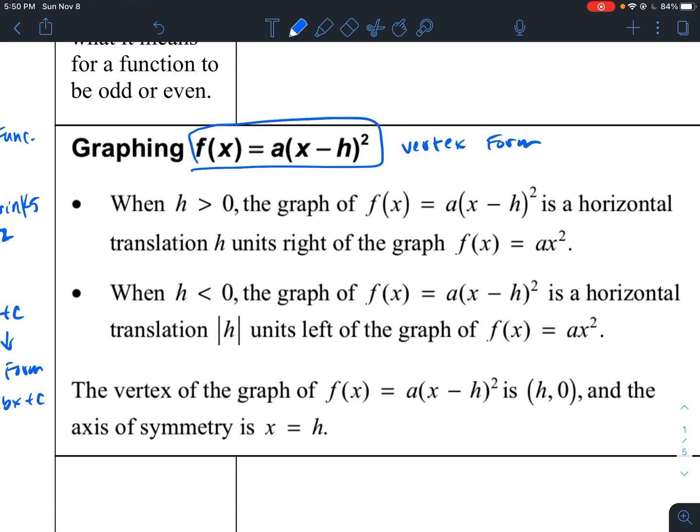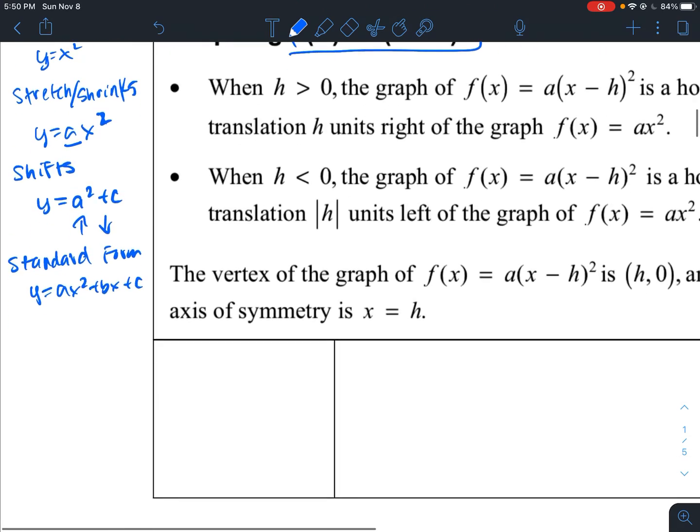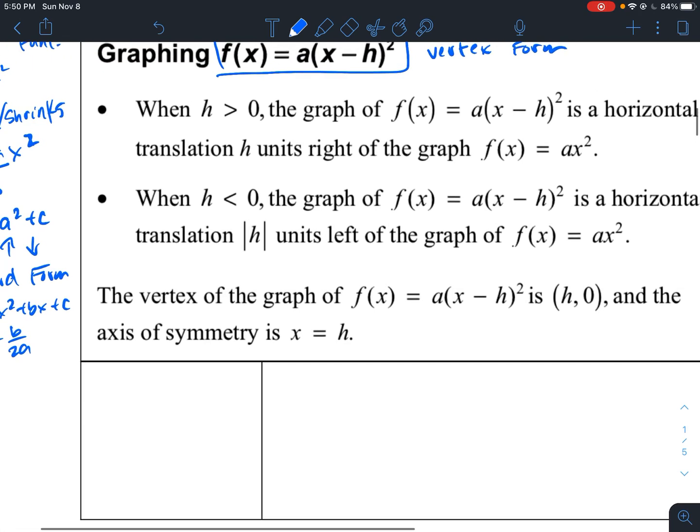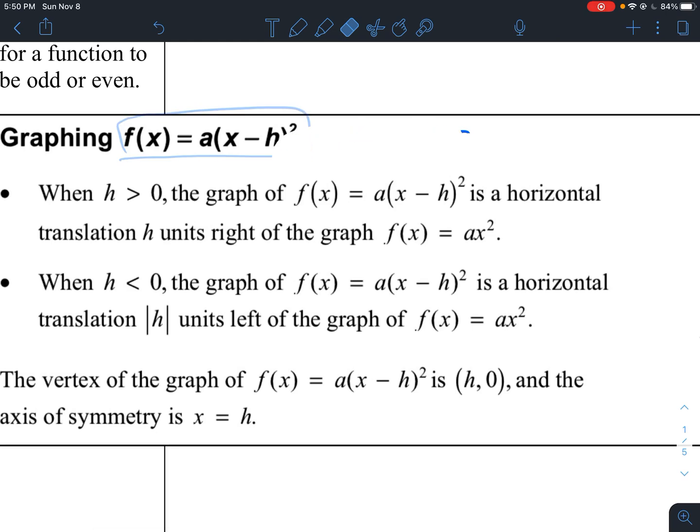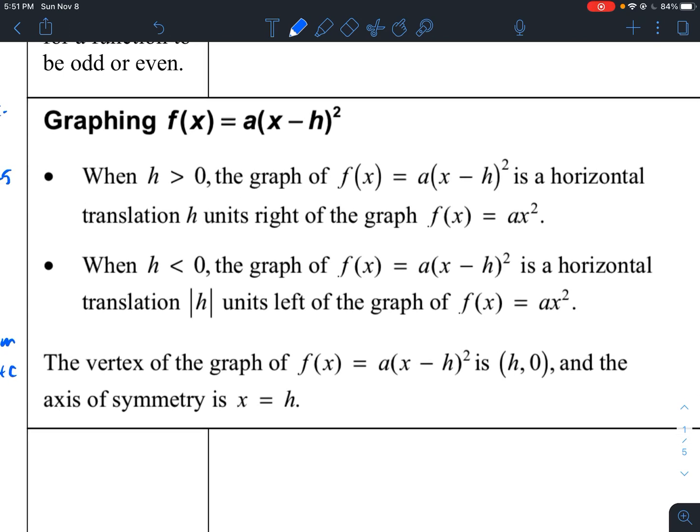It's called vertex form because it's really easy to identify the vertex. As you might recall from last time, finding the vertex in standard form required you to use x is equal to negative b over 2a, and this told you the axis of symmetry, and then you had to plug that into your function to find the y value. So the vertex is a lot easier to identify when in vertex form. Hence the name vertex form, right?